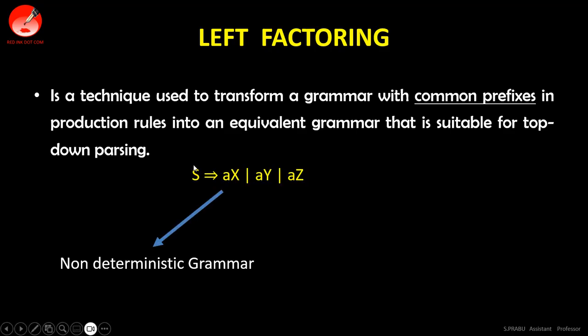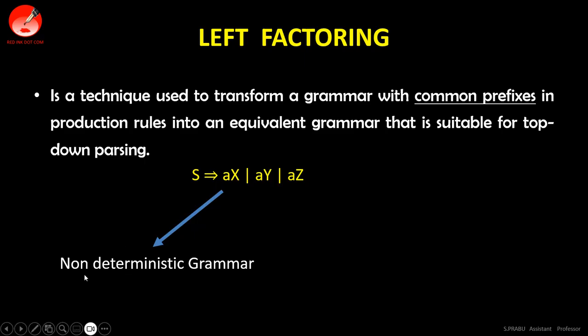For example, a particular non-terminal having more than one production and having the same first element, that is called common prefixes. And this is non-deterministic in nature. It means if a top-down parser tries to decide which rule can be applied for the particular derivation process, it first looks at the first element. If the same first element is repeated for more productions, at that time the top-down parser goes into a confusion state. If such kind of production is present in the grammar, that is called non-deterministic grammar.